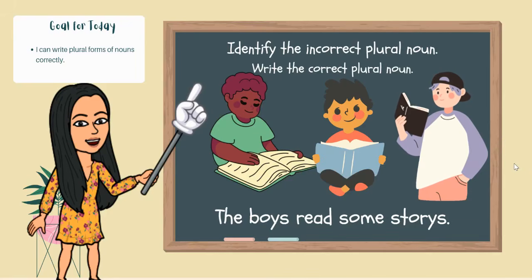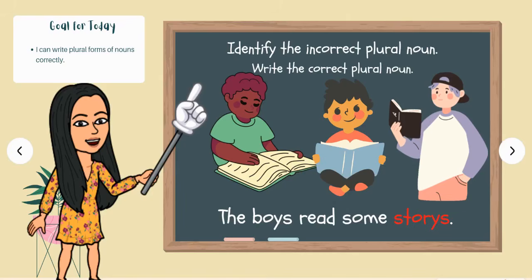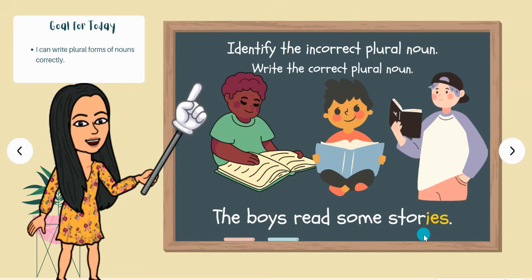Let's continue on to the next part. Here is a little challenge. I want you to identify the incorrect plural noun and then write it correctly. I'll read the sentence. The boys read some stories. Take some time to identify which plural noun is incorrect and write it. And when you're ready, play this video again. Stories is the incorrect plural noun. We see here that there is a consonant followed by a Y. So instead of adding an S to correct this plural noun, you would have changed the Y to an I and added ES to make it stories.